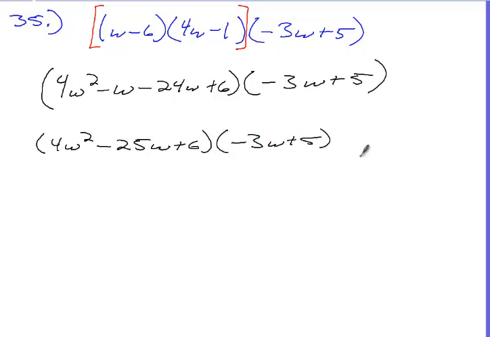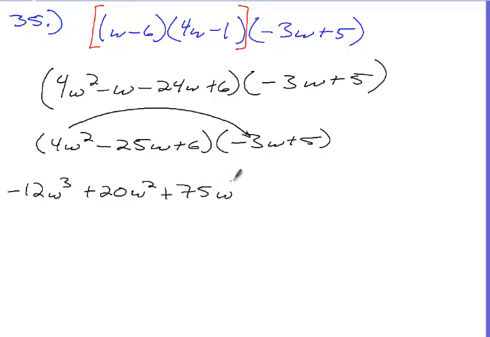Okay. So now, how many items do we have in this set of parentheses? 3 terms. How many terms here? 2. So when I'm done, how many total pieces should I have? 6, because it's 3 times 2, right? Okay. So now I have to distribute every piece from the left to every piece on the right. So what's 4W squared times -3W? So it'll be -12W cubed plus 20W squared. Plus 75W squared minus 25 times 5 is 125W minus 18W plus 30. 1, 2, 3, 4, 5, 6.